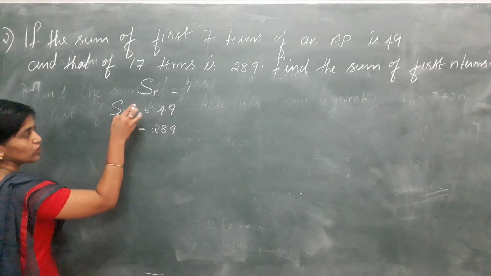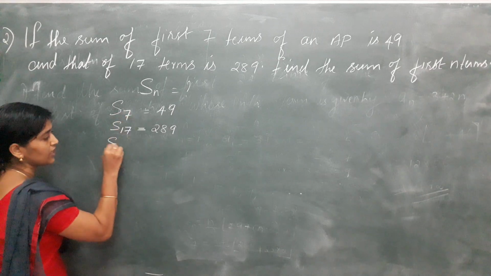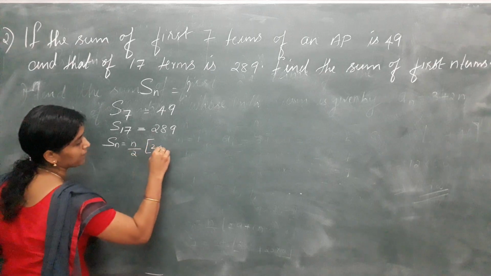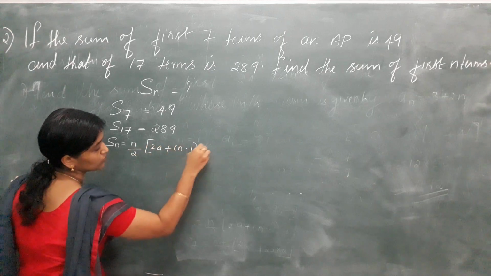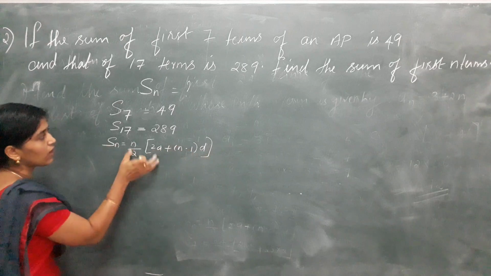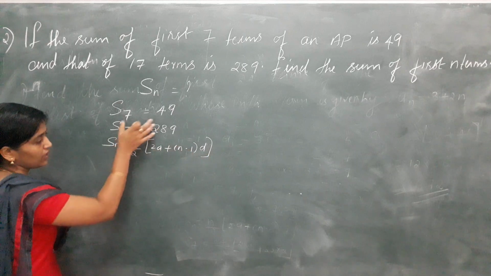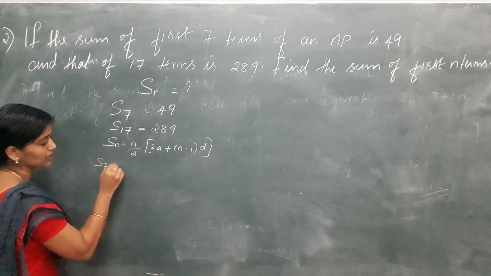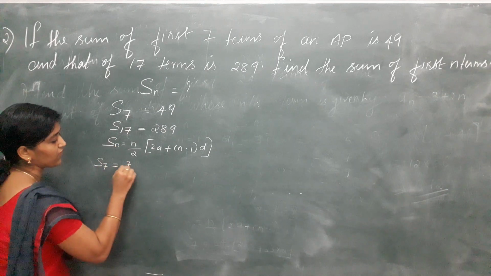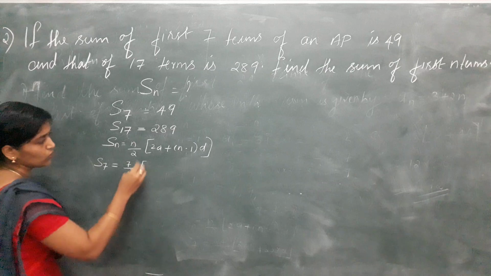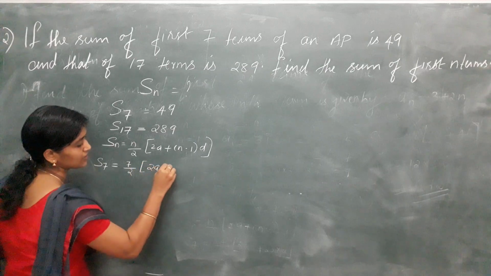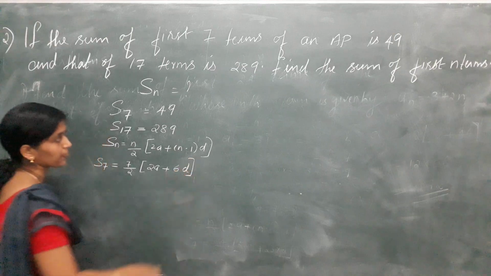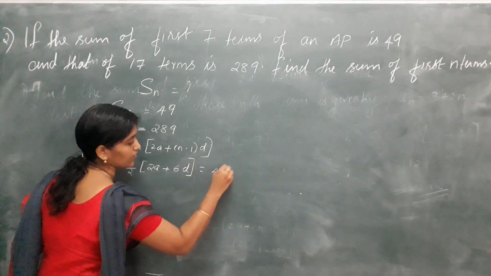Here we are going to use the formula for Sn. Sn is equal to n by 2 into 2a plus n minus 1 into d. Using this formula, you will get an equation. So S7 is equal to 7 by 2 into 2a plus 7 minus 1, that is 6d. This is equal to 49.